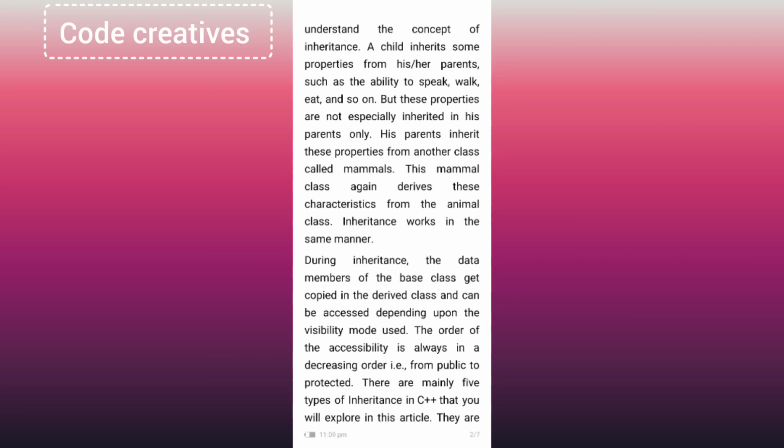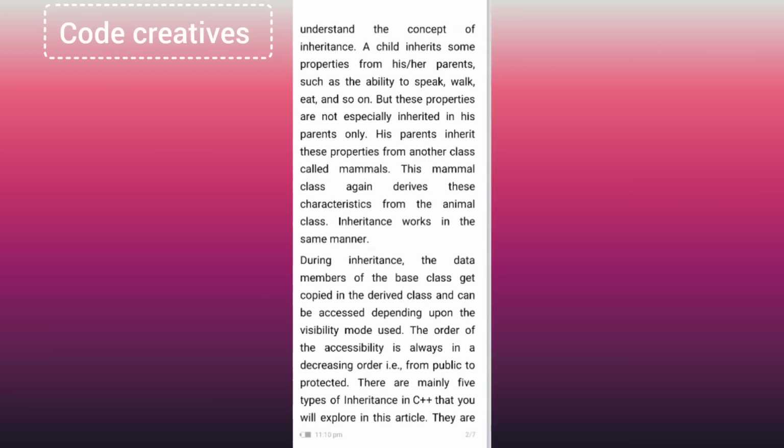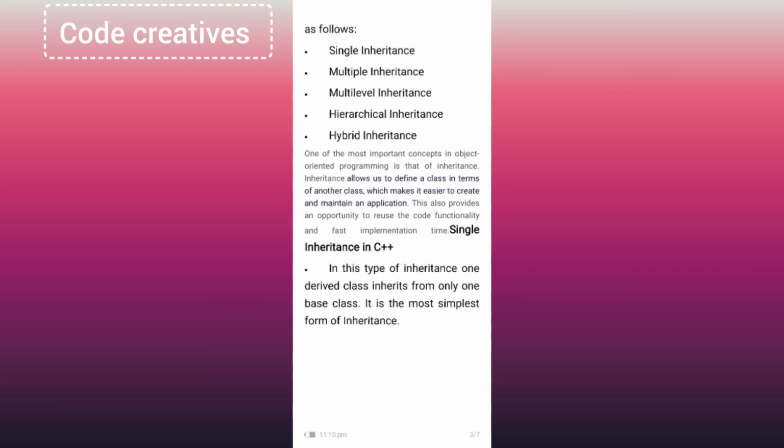The order of accessibility is always in decreasing order, for example from public to protected, covering the public, protected and private classes which we have discussed. There are mainly five types of inheritance which we explore in this article: single inheritance, multiple inheritance, multi-level inheritance, hierarchical, and hybrid. One of the most important concepts in OOP is inheritance. It allows us to define a class in terms of another class, and it provides an opportunity to reuse functionality and gives fast implementation.